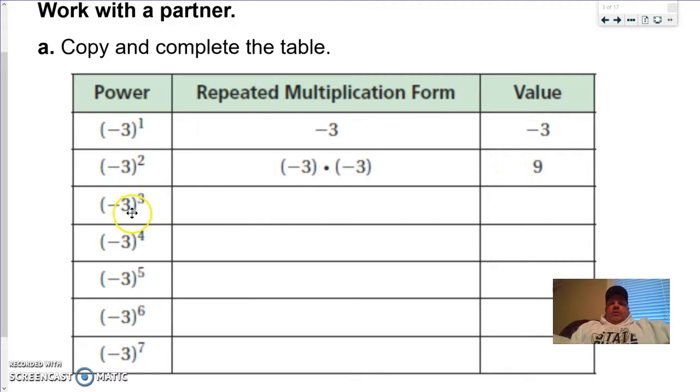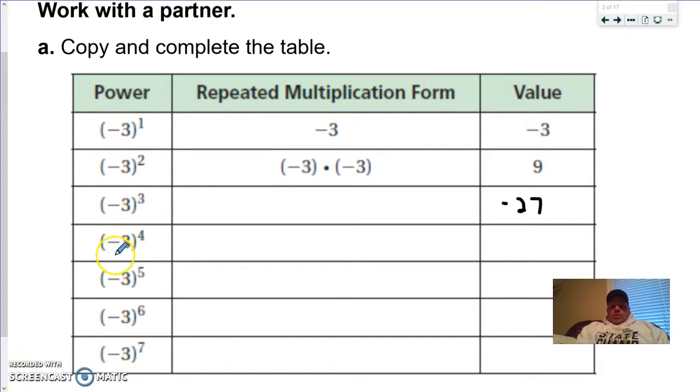Our next one is negative 3 to the third power. So we will have negative 3 times negative 3 times negative 3. Our answer then will be negative 27. Please see if you can do the next 4: negative 3 to the fourth, negative 3 to the fifth, negative 3 to the sixth, and negative 3 to the seventh. Please pause the video and allow students to do this, and then please come back with some answers.